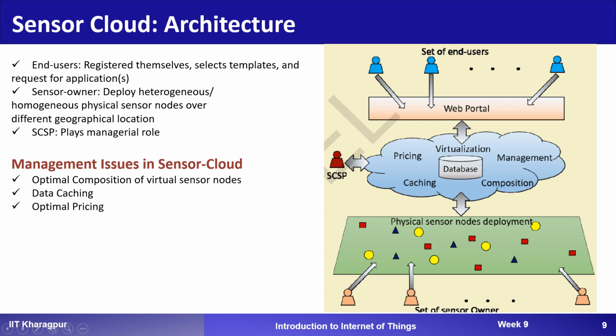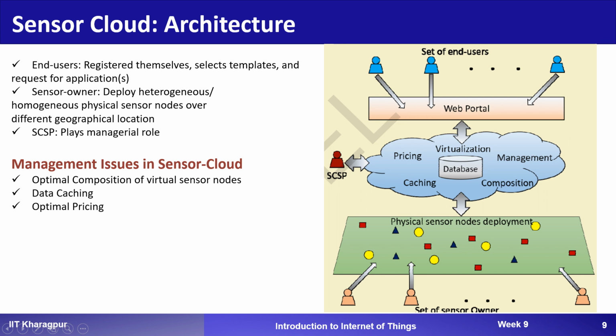Now the architecture of your sensor cloud. This figure is showing the architecture. As I have discussed, there are three different actors, that is your end user, sensor owner, and service provider. Basically, these end users are going to use the data which is sensed by your physical sensors. They don't know about the virtualization of your sensor. They are just going to access the data with the help of a web portal.